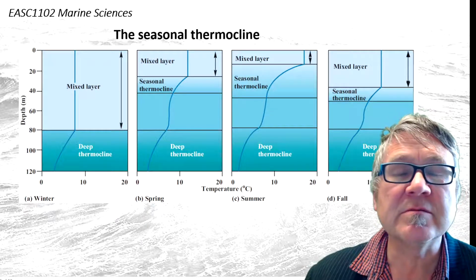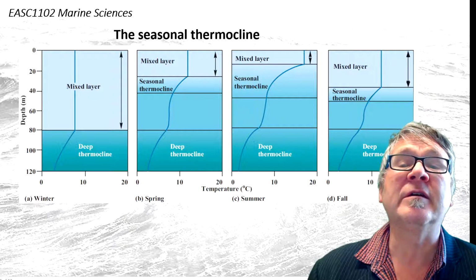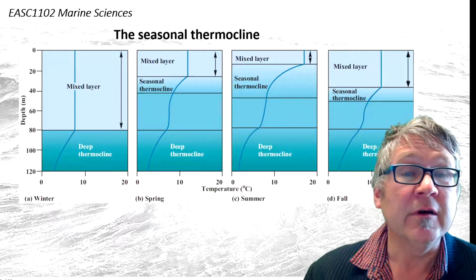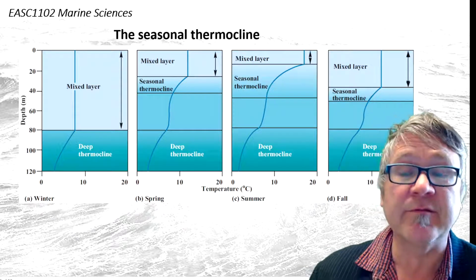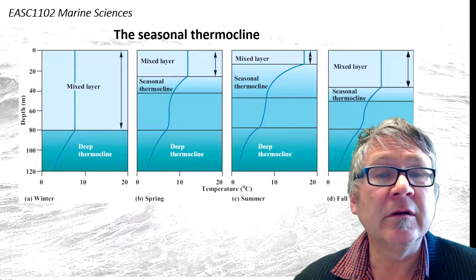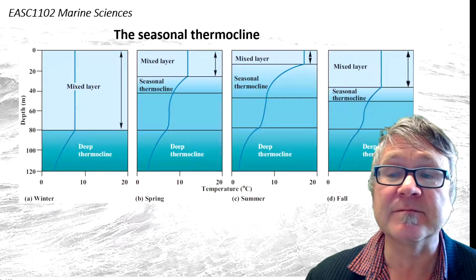These 4 panels give you an example of the seasonal changes of the seasonal thermocline. You can see different seasons of the year, starting from winter on the left, and shown are the vertical profiles of temperature. Okay, only temperature, nothing else.